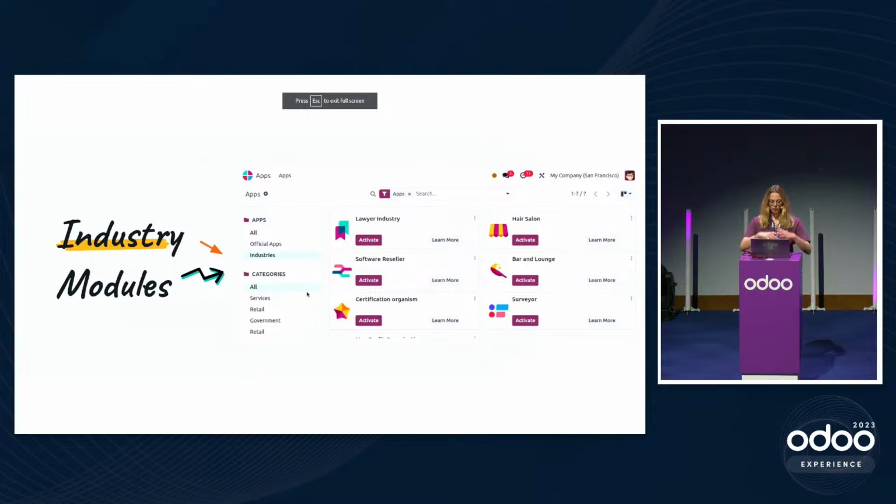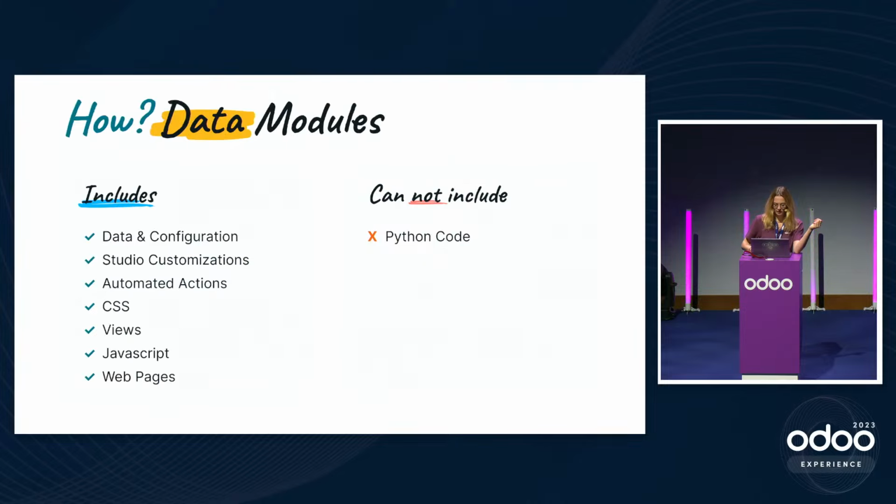So the reason why we launched that is to ease, for example, sales and consultant demonstration. They can start from scratch, and also from the businesses themselves. If they want, they can simply download the data module, and everything they need will be there. So how does a data module work? It includes data and configuration, Studio customization, automated actions. You can do also some CSS. You can create new views, do some JavaScript, and create some web pages. The only thing that is not included in the data module is the Python code, because we create it once and then we don't maintain it.